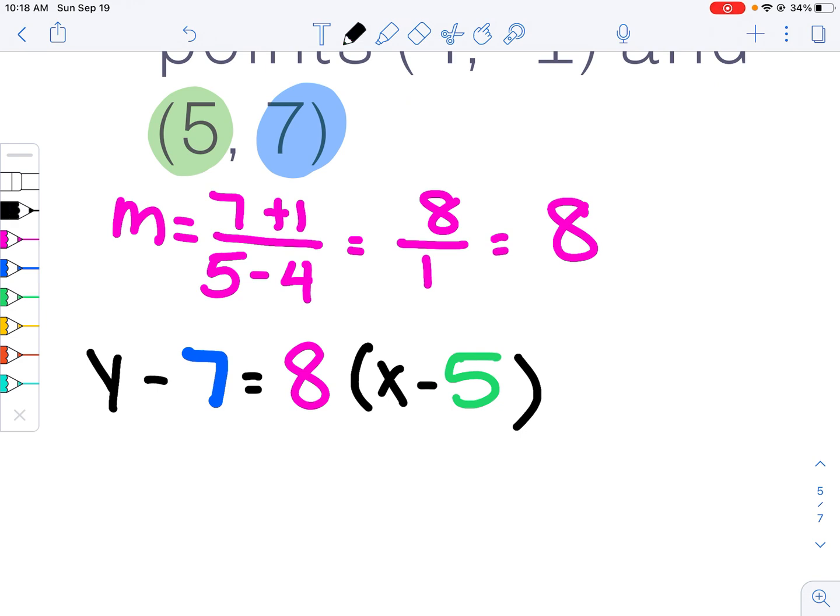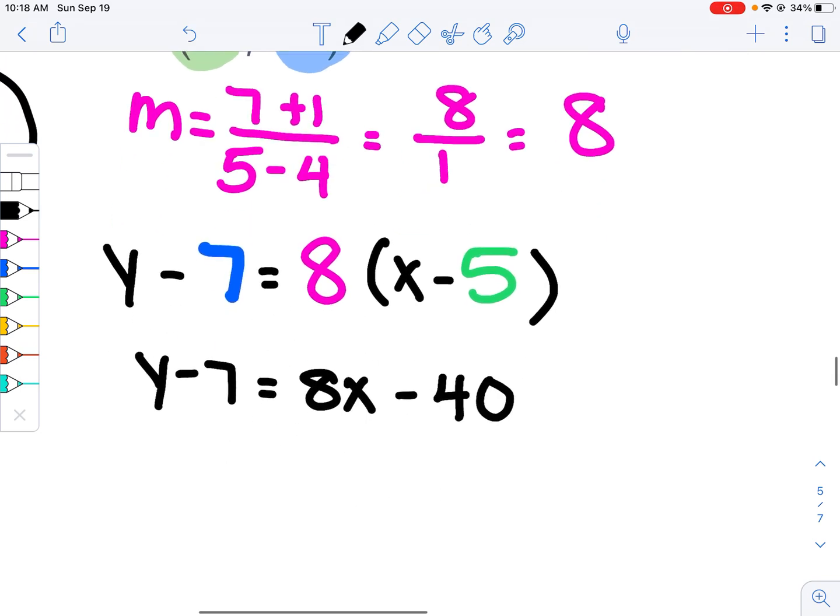And now I can go ahead and multiply and distribute that 8 if I'm trying to get this into slope-intercept form.